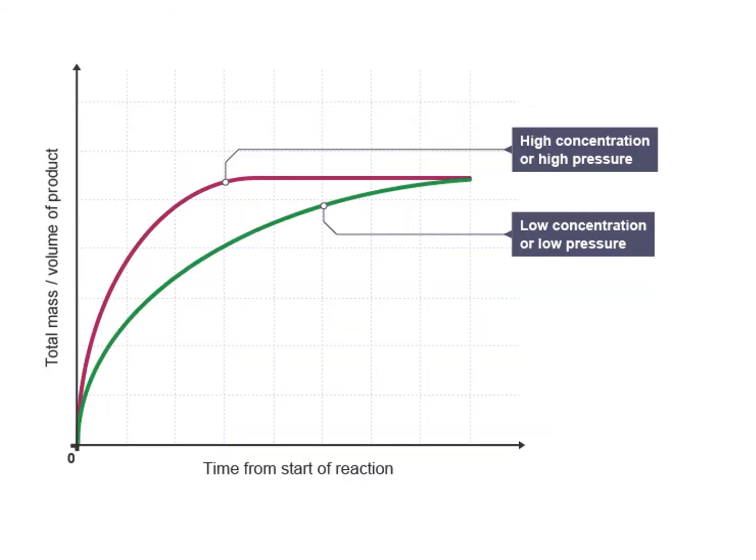Again, if we have a look at a rate of reaction graph, we'll notice that at a lower pressure, the curve is less steep, telling us that the initial rate is much lower. The reaction is happening much more slowly. We also notice that it takes much longer for the graph to plateau or the line to go flat, which means it takes us longer for the reaction to complete.